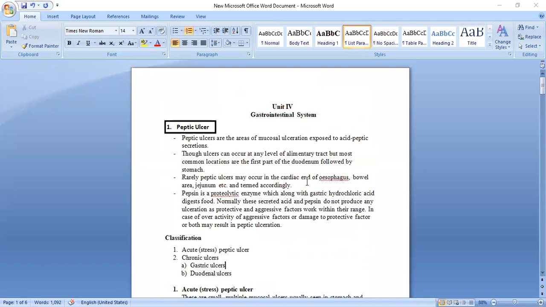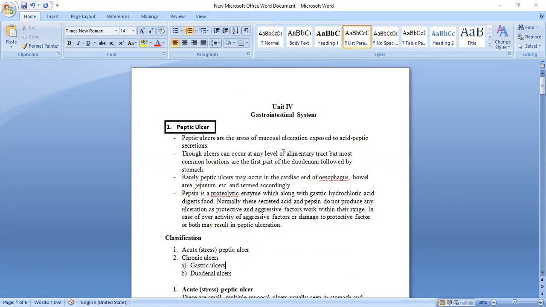Today we are going to see the GI system disease. Okay, I will share my screen. Audio, video, is it clear now? I am sharing the screen. Is it visible? Yes, ma'am.